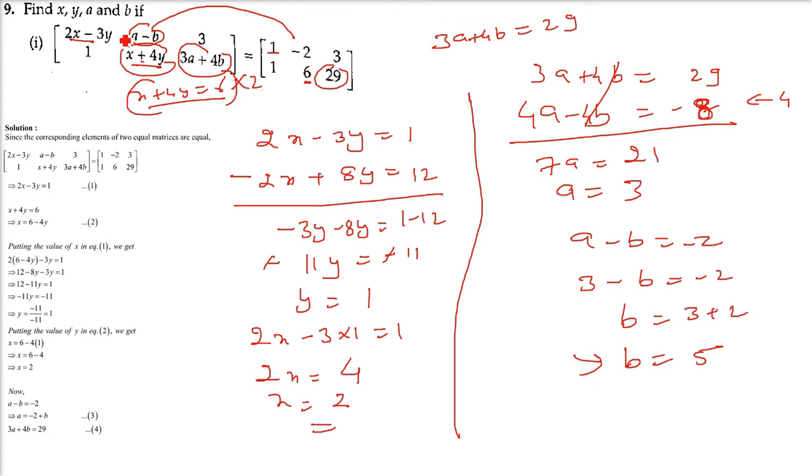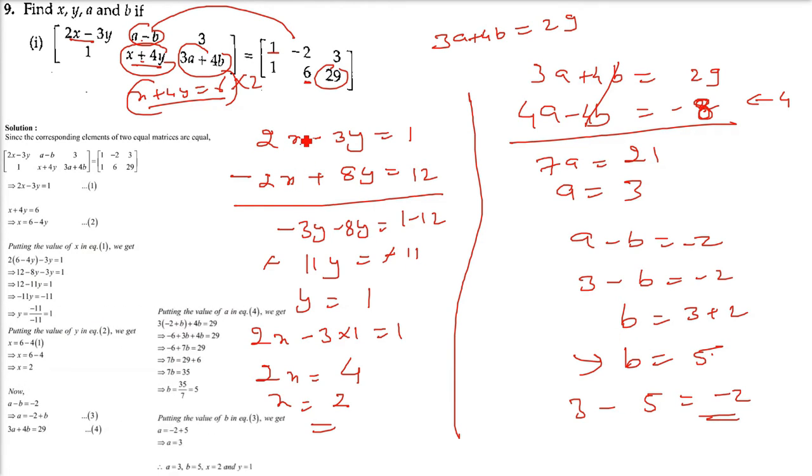So you can recheck also. If you want, you can just recheck whether these values are satisfying this equation or not. I'm just rechecking it. So a and b we got, and we already got a minus b as minus 2. 3 minus 5 is minus 2. This is how you have to do it. You can just have a look.